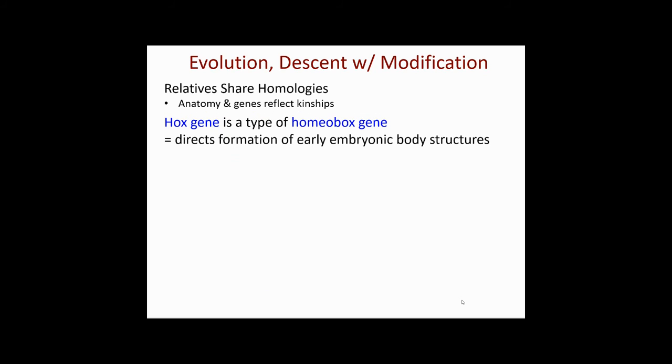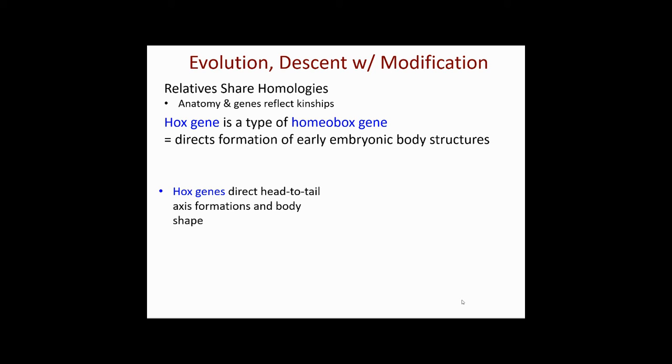One of those genetic markers that we can look for in related species is called a HOX gene, H-O-X. This is a type of homeobox gene. Homeobox genes direct formation of early embryonic structures. So when an organism is in the womb, developing from that zygote, and it's first starting to form a head, a neck, a tail, arms, legs, limbs, etc., the homeobox genes direct the formation of those physical body structures. Hox genes specifically direct the axis of the body, the head to tail axis.